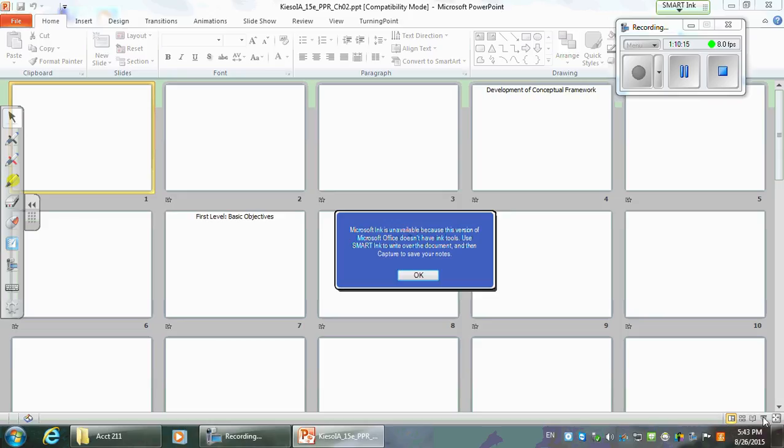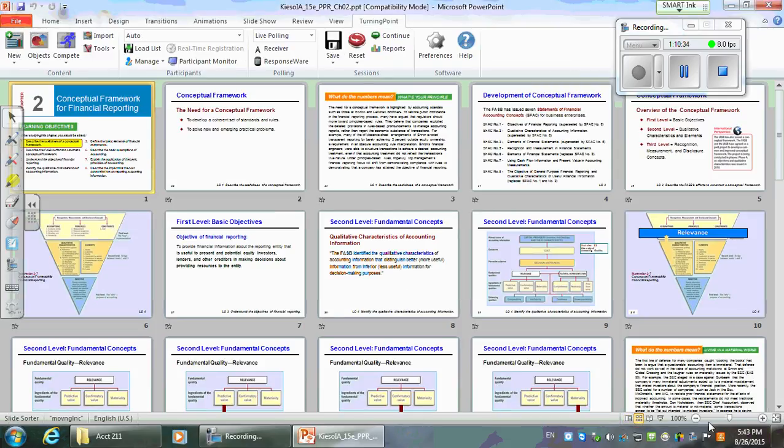Where's the PowerPoint? No, it's right there. How can it not load? Strange. It popped up last time we hit OK. Oh, got to get rid of that ink thing. Okay, thank you. All right.